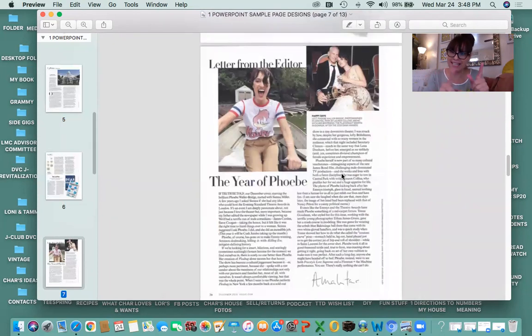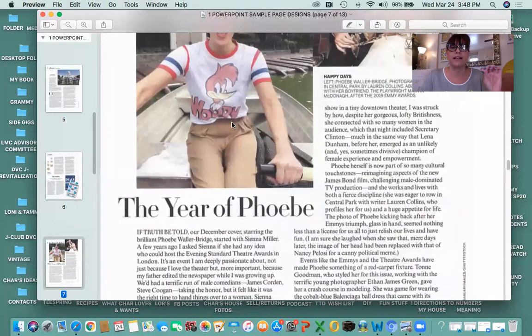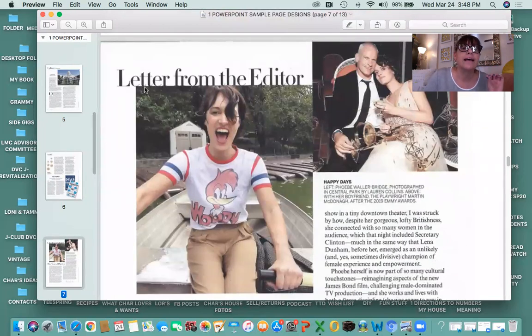Okay, this page here is a letter from the editor. So Eleanor, pay attention to this page. This will be your page. I like how they put the letter from the editor sitting on top of the photo. Actually, it's probably even overlaying the photo just a little bit. Let's check that out and see. Yeah, just slightly, or maybe it's just kissing the top of the photo.